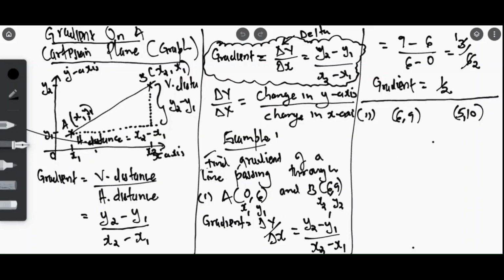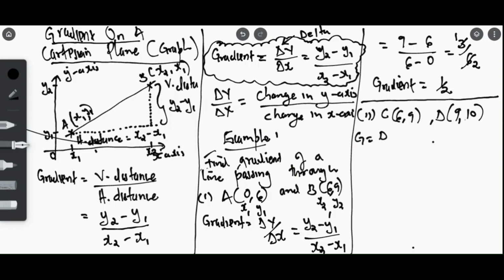So I will rub this one out, that I have 9, 10. I'll come here and say this one is supposed to be 9, 10. So this is point C, this one is point D. So we want to find the gradient of a line that is passing through those points. I'll do the same thing.